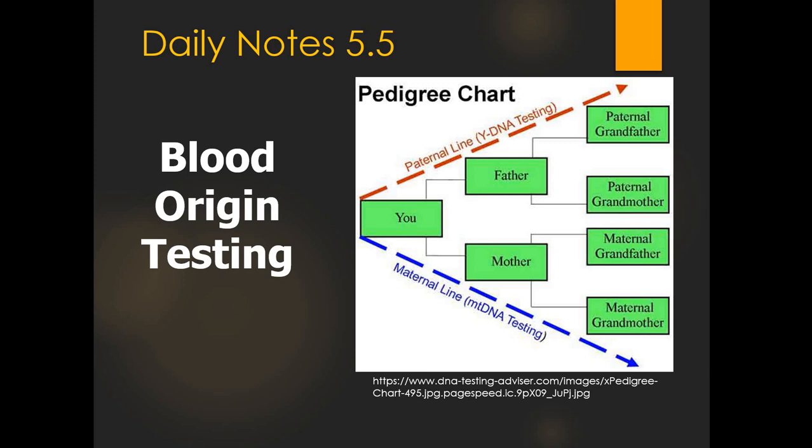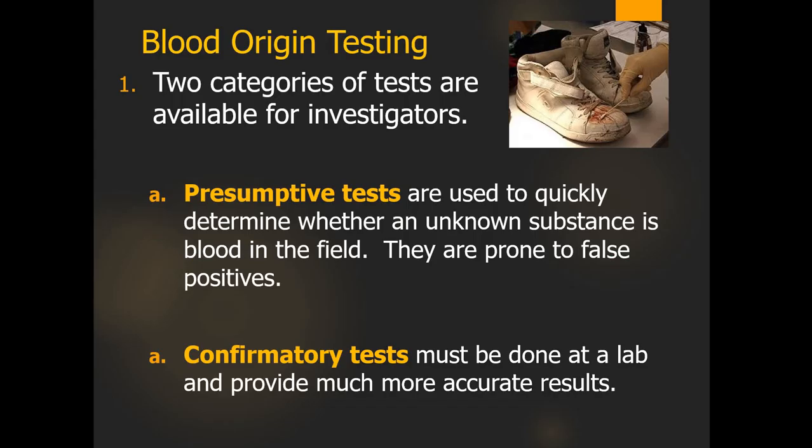This is, like we talked about last time, where our presumptive tests were blood typing. Last time we could say, yes, this is a possible father, or no, this is not. This becomes even more precise. Okay, blood testing origins basically come into two categories of tests that are available for investigators. You need to know the difference.